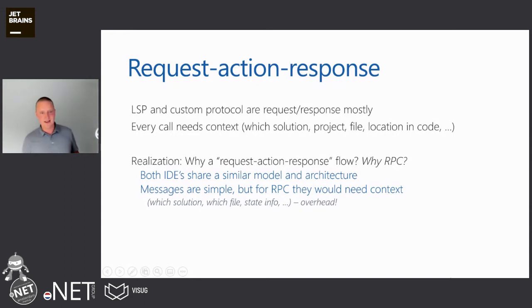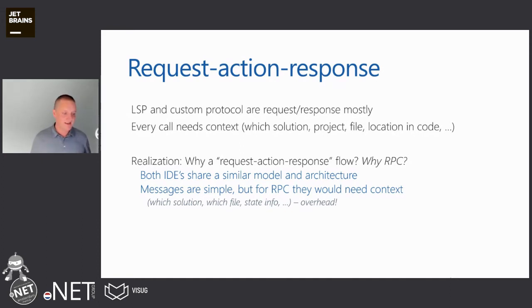We then started to look at why would we even use a request action response kind of cycle? Why would we use something that is language server protocol like? And why would we have a custom protocol that does a request and handles and does something and then gives back a response? If we use a request response type of protocol, every call that we make from front end to the back end would need context. Which solution did we open? Which project are we in? What's the file that we're currently looking at? What's the location of our cursor in code and so on? So all of that context would have to be part of the request so that the back end would know what to do with it.